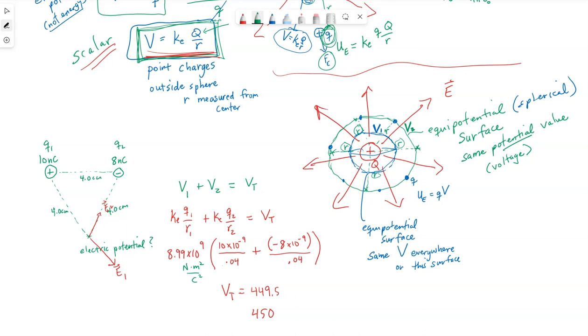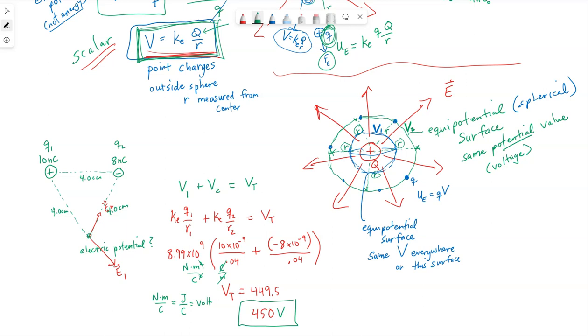Both terms in here are coulombs per meter. So 1 meter is canceling, 1 coulomb is canceling. That leaves me with newtons times meters per coulomb, which is a joule per coulomb. That's perfectly valid. We also call this a volt, though, and use V. So 450 volts would be the way to describe that particular region in space.